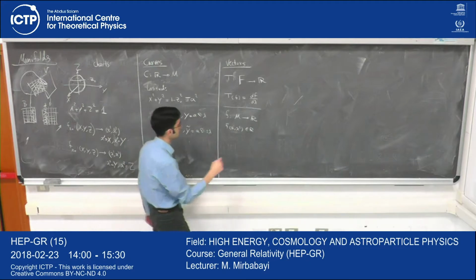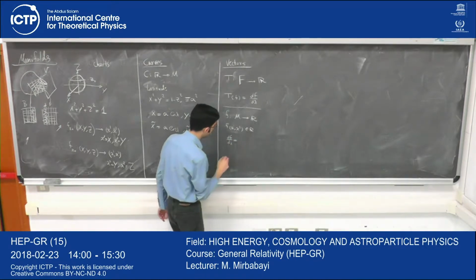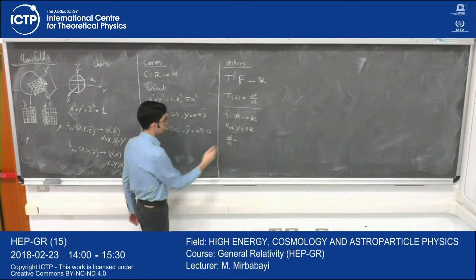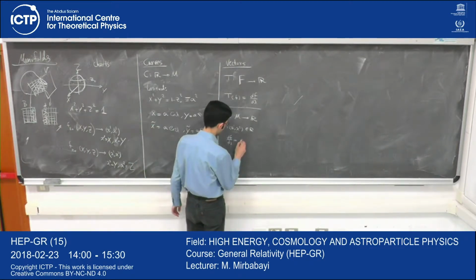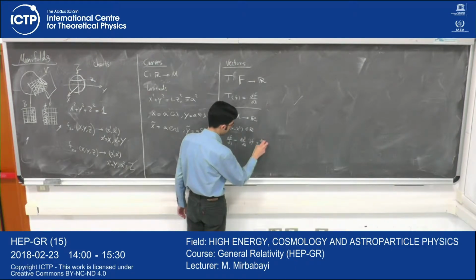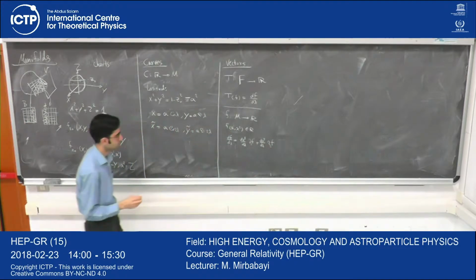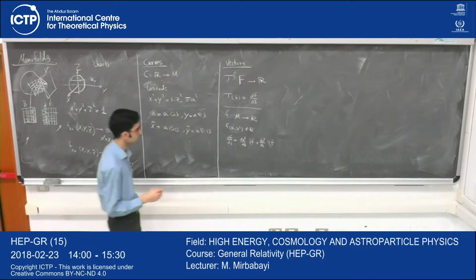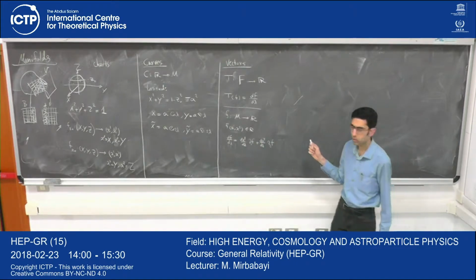Now, when I take the derivative with respect to lambda, the parameter of the curve, I can just use the parametrization of the curve in this same coordinate system and the chain rule to write it as dx1/dlambda times d1 of f plus dx2/dlambda times d2 of f. And this is true for all functions f.